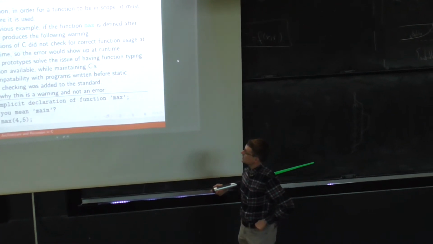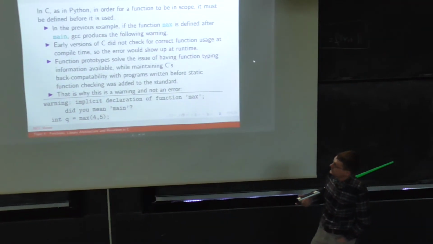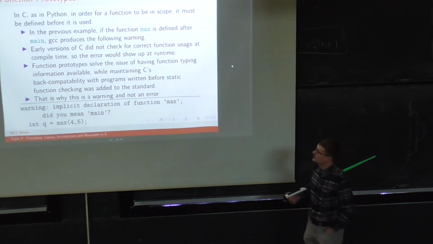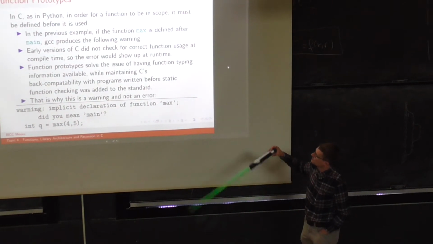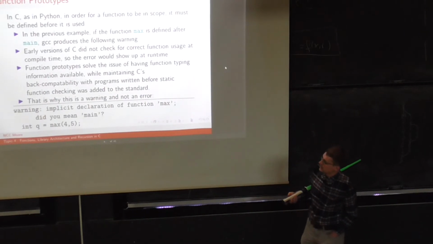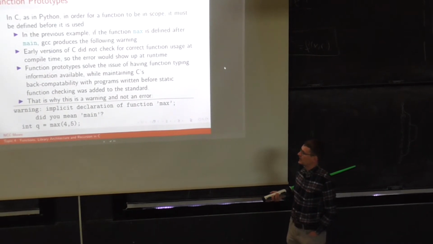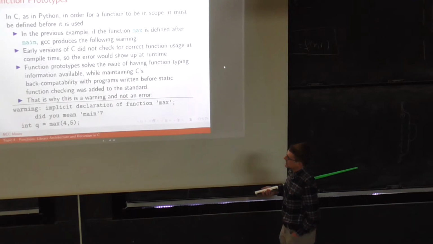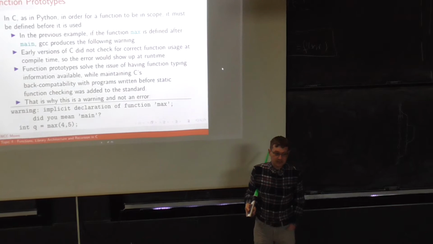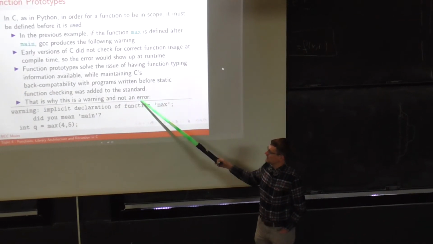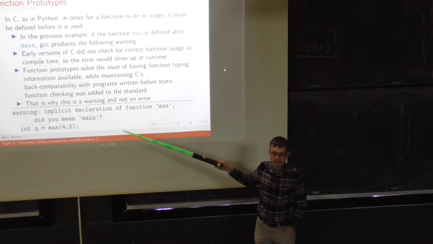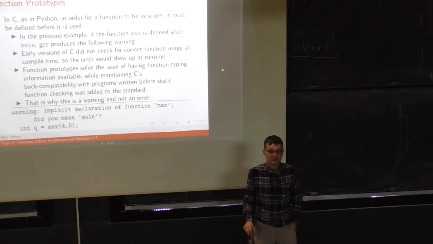So, early versions of C did not check for correct function usage at compile time, so the error would show up at runtime. Aren't we glad we don't live in those dark days? Anyway, function prototypes solve the issue of having function typing information available while maintaining C's back compatibility with programs written before static function checking was added to the standard. So, that is why this is a warning and not an error. And this is the reason a lot of things in C are warnings and not errors.